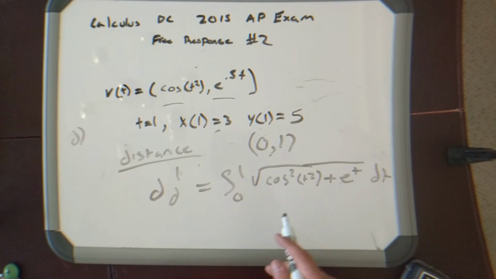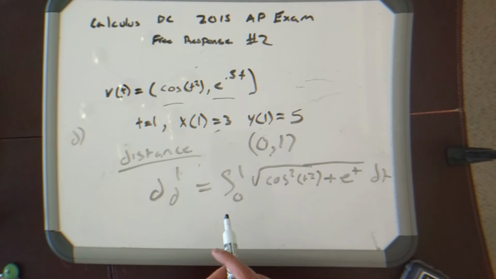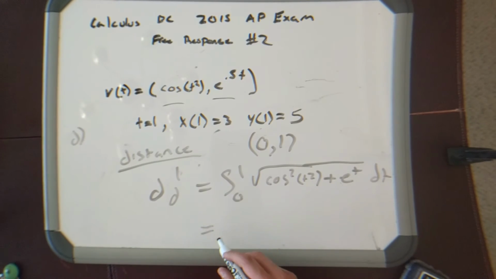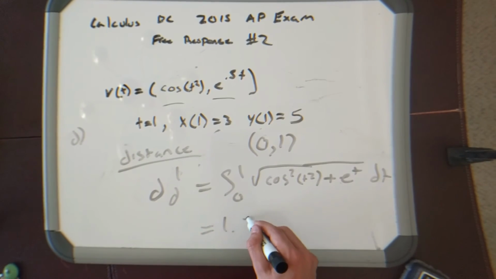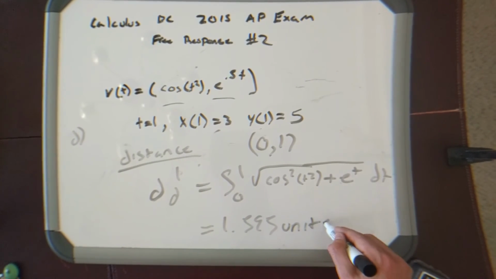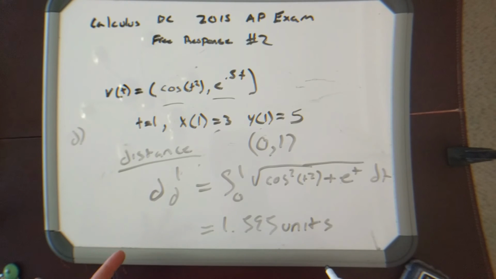So this is just the same speed function that we used in part C, just now we're doing an integral of it. So using your calculator, you can just plug this in and you'll get that your distance is equal to 1.595. You can just put units because it did not mention what the units were on this graph, so just units will be perfectly fine. You'll get another 2 points on your problem.